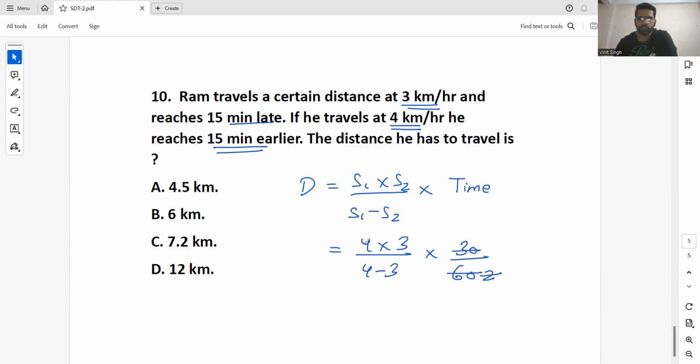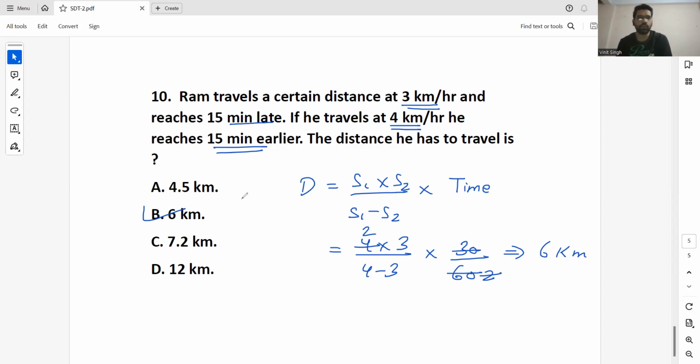Here is 2, here is 2, which is equal to 6 kilometers. So the distance Ram has traveled, from where Ram started to his destination, is 6 kilometers. Clear?